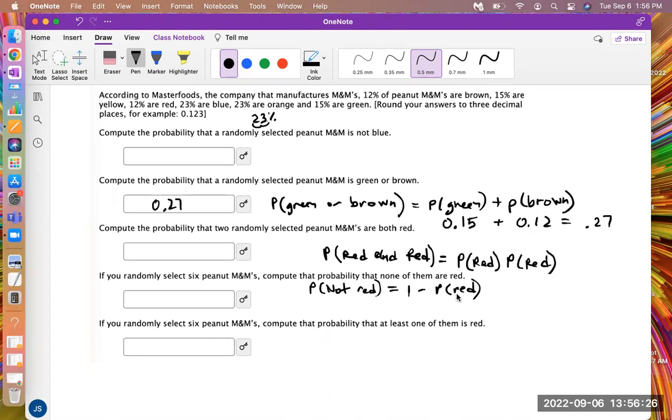So the ones that are red and the ones that are not red, if you put all of those together, they make all of the total sample space. And that's all the total possible things that happen when we pick M&Ms out of the jar. So they're complements. To find not red, I just do 1 minus the opposite of that, red. So red was 0.12. So the probability of not red is 0.88. Okay?